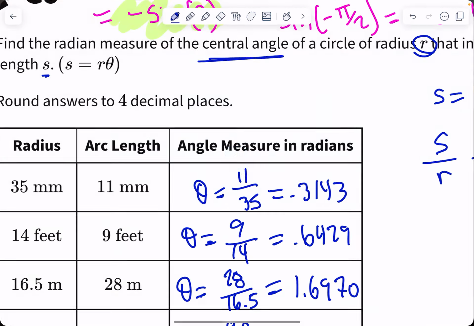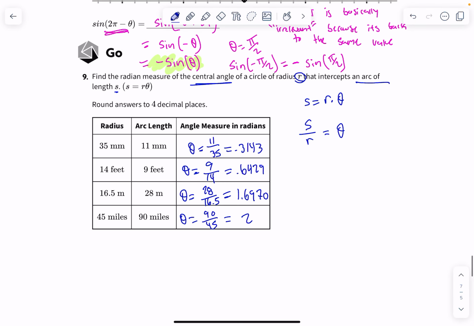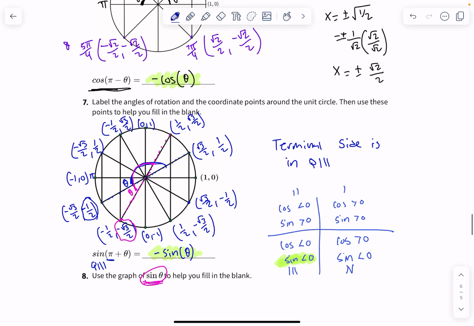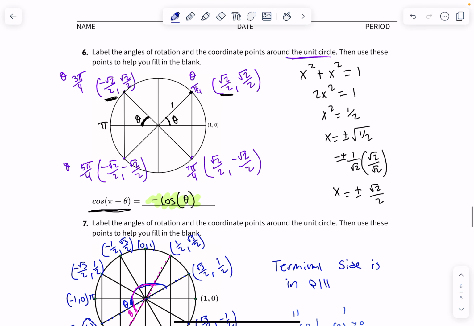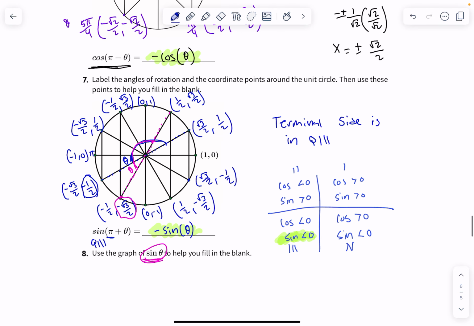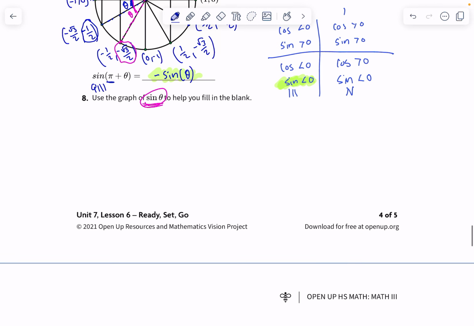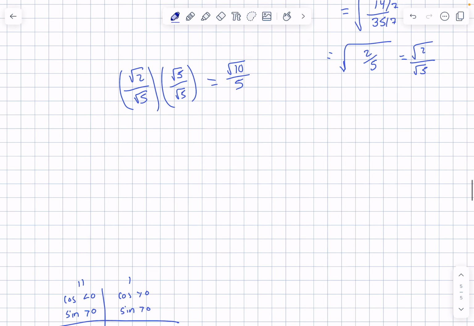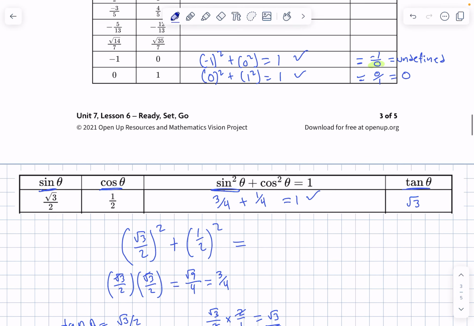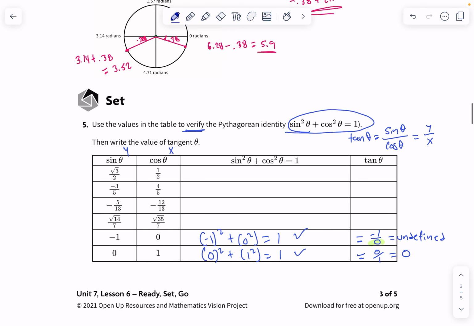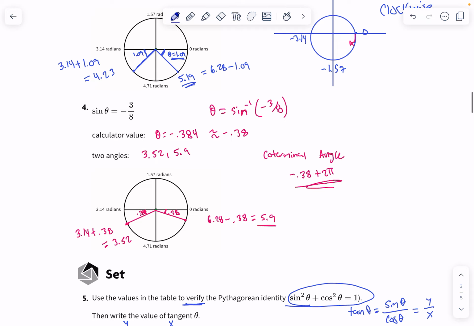So that was pretty straightforward. Here we have these special properties that you should be able to think about. And then we did some identities here with the Pythagorean identity. And then we found values for theta.